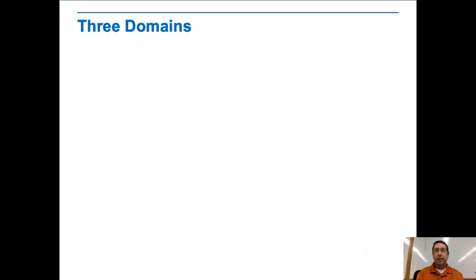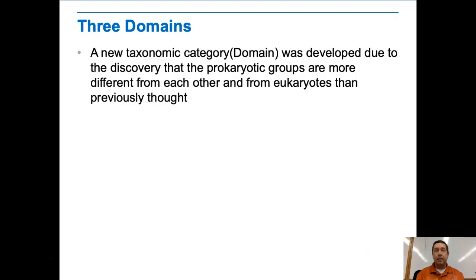So relatively recently, we've added another level on top of the kingdom level called a domain. It's a new taxonomic category developed due to the discovery that prokaryotic groups are more different from each other and from eukaryotes than we had previously thought. So a good way to remember the levels of classification from domain down to species is Dear King Philip came over for good spaghetti. The first letter of each word is the first letter of each of those classifications from domain down to species. Again, Dear King Philip came over for good spaghetti.